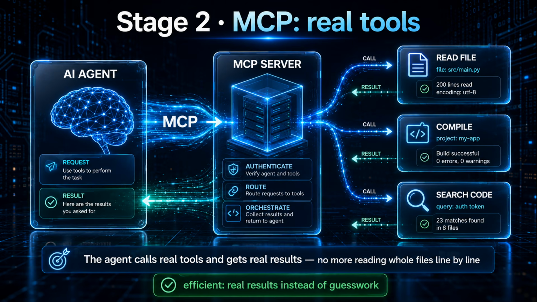The technical foundation for this is called MCP, the Model Context Protocol. Simplified, a standardized way for an AI agent to call functions, only the ones we give him, of course. A tool might be, read this file, compile this project, search the source code. The AI calls the tool, gets a real result, and keeps working with it. It's no longer blind, and no longer has to read everything line by line.